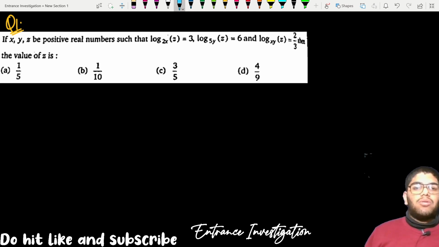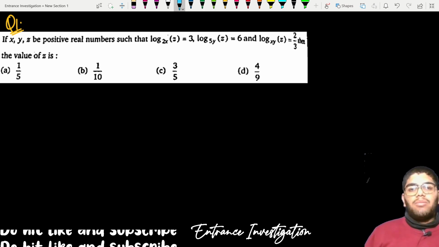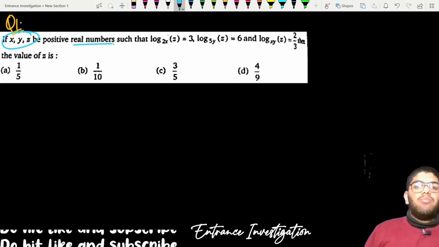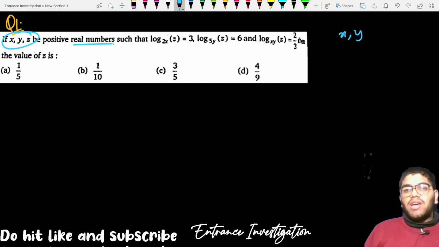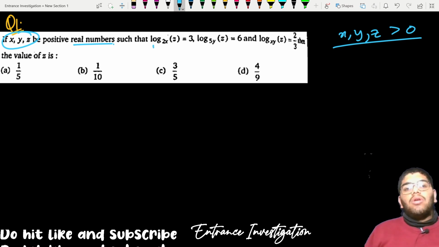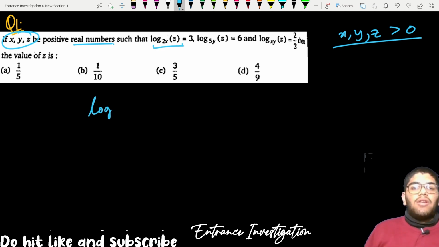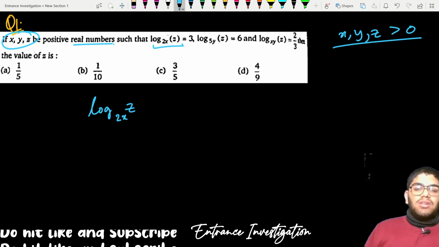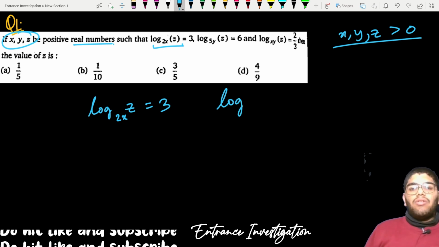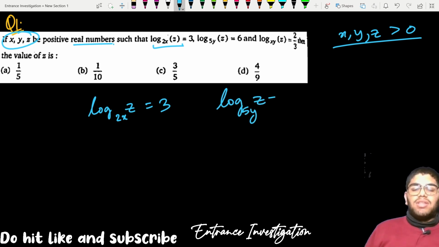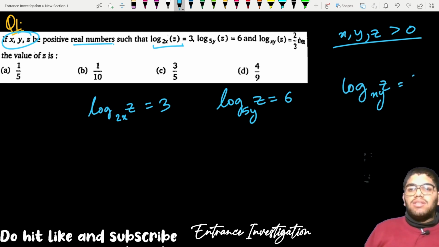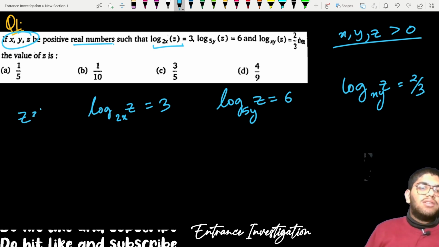It is a very simple question. We'll use a very fundamental property of logarithms. If x, y and z are three positive real numbers, that's a good thing. Now log of z base 2x is equal to 3, and log of z base 5y is equal to 6. I have also been given log of z base xy equal to 2 by 3. I have to calculate z.